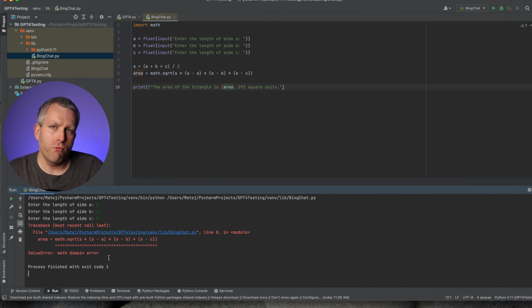So the code from GPT-4 is better because it gives you exactly what the problem is, that those sides can't form a triangle. If you are a novice user and you get this red error, you don't know what's going on.